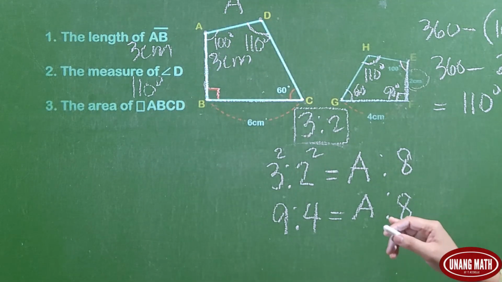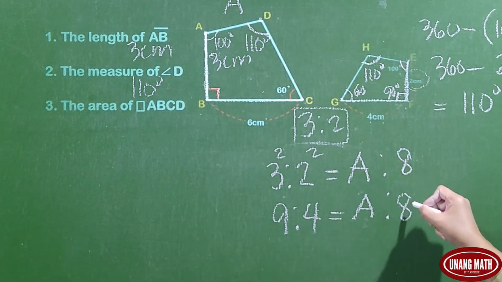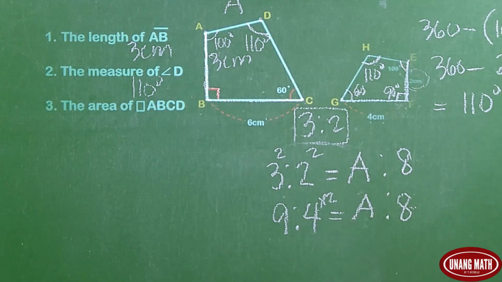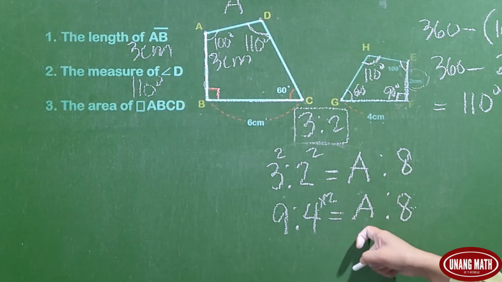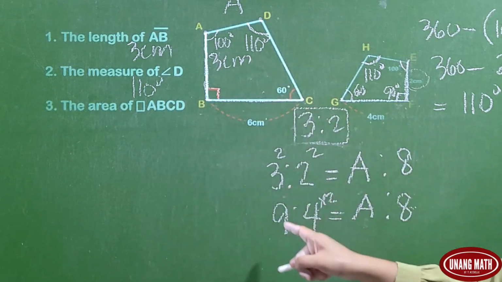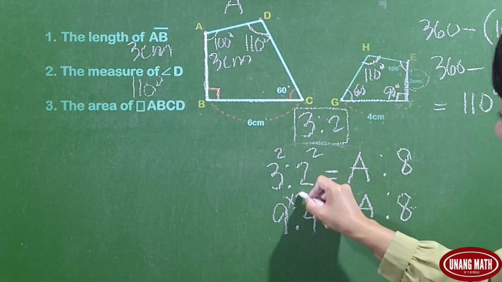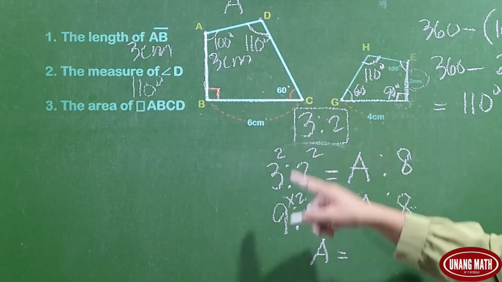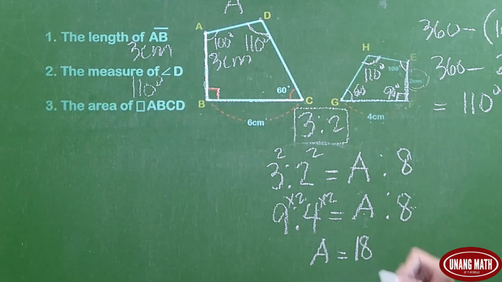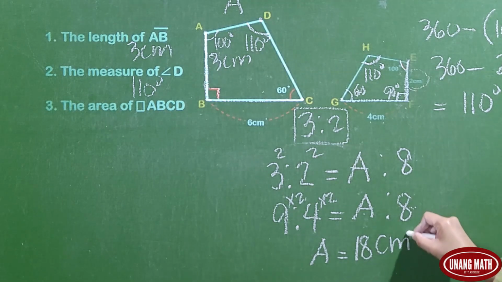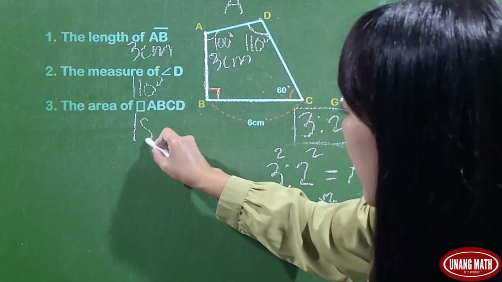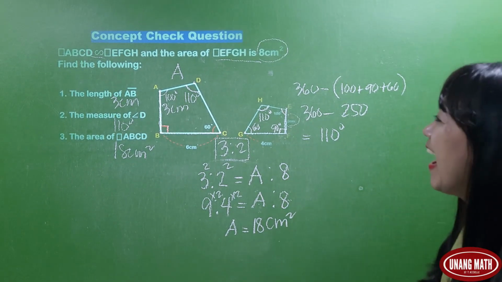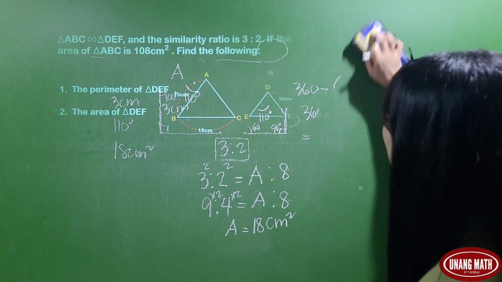Looking at this one, this is 4. How did it become 8? We just have to multiply it by 2. So to get the area of this quadrilateral, we also have to multiply 9 by 2. So the area of quadrilateral ABCD now is 9 times 2, that would be 18. So it would be 18 square centimeters.